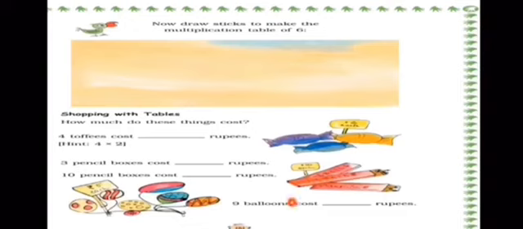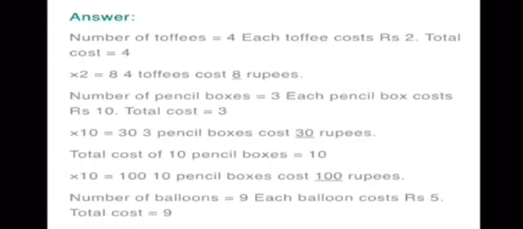9 balloons cost how many rupees? So you can see over here 5 rupees each is given. So 9 5s are 45. So 45 rupees is the answer. So start writing the answers in your textbook.